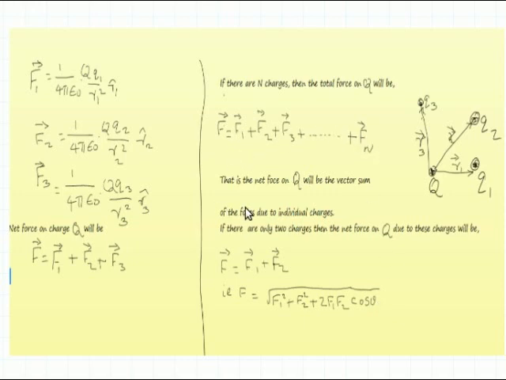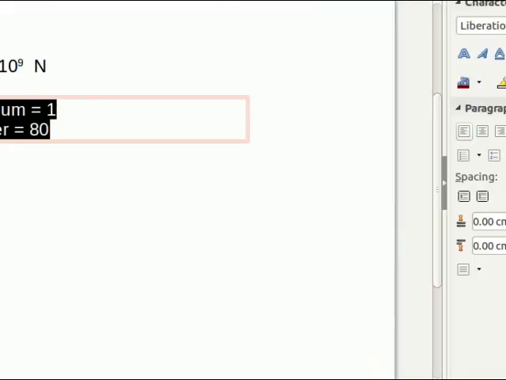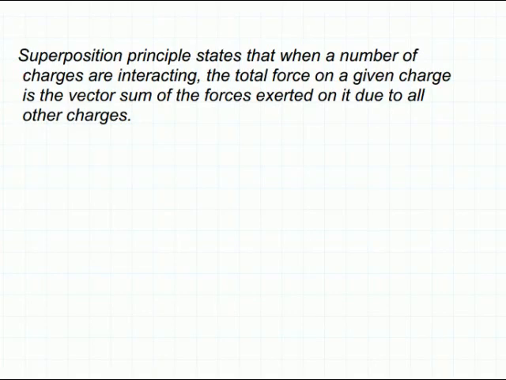Now we may define the superposition principle. So superposition principle states that when a number of charges are interacting, the total force on a given charge is the vector sum of the forces exerted on it due to all other charges. That is the definition of superposition principle.